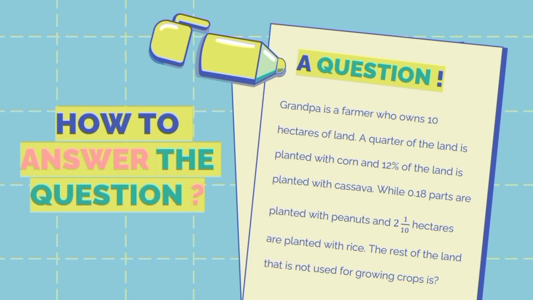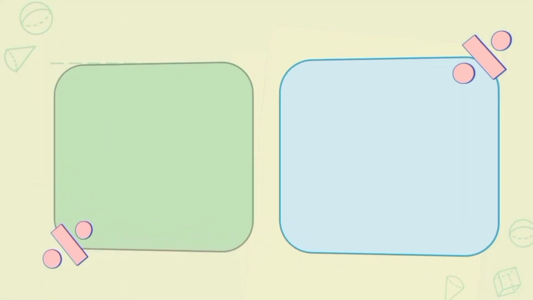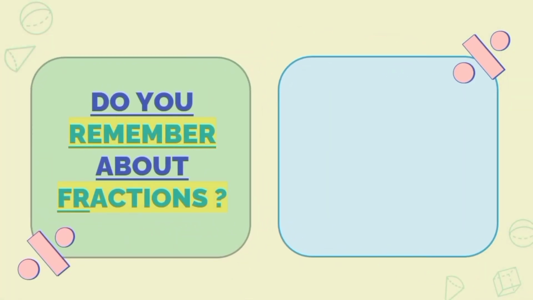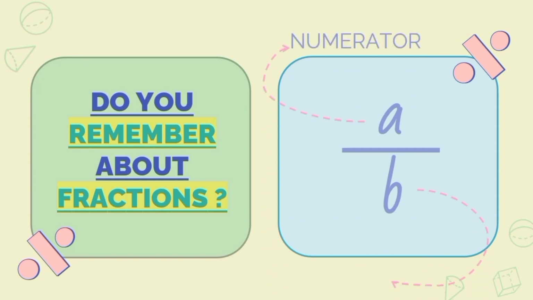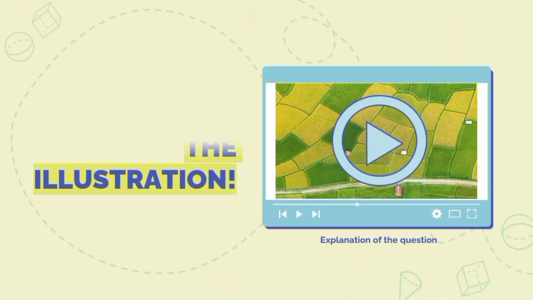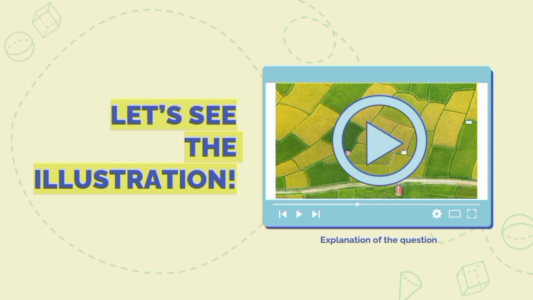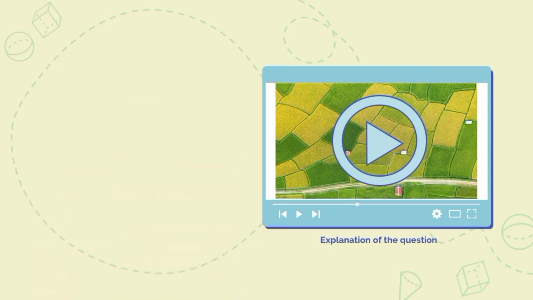Because this problem is about fractions, we will indirectly discuss materials related to fractions themselves. Do you remember about fractions? Okay. The general form of a fraction is A over B, where A is the numerator and B is the denominator. Have you got a little idea? Let's move on. For more details, let's see the illustration and the solution.